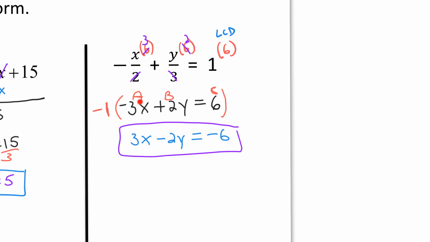So your a value has to be positive. If it's negative, you just multiply by negative 1. But you have to multiply the whole thing by negative 1 if you multiply a by a negative. So my answer is 3x minus 2y equals negative 6. A is 3, B is negative 2, and C is negative 6.